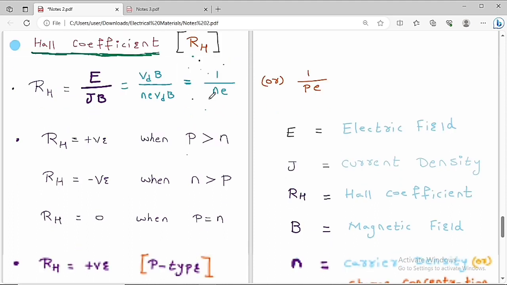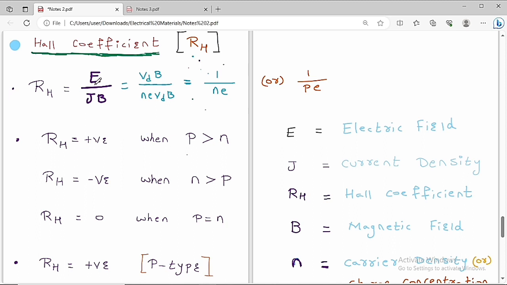So let us discuss the next concept, which is called the Hall coefficient. Its notation is nothing but RH. RH is called the Hall coefficient. What is the formula of this one? The Hall coefficient RH is equal to the ratio of the electric field by current density into magnetic field, that is E by J into B.